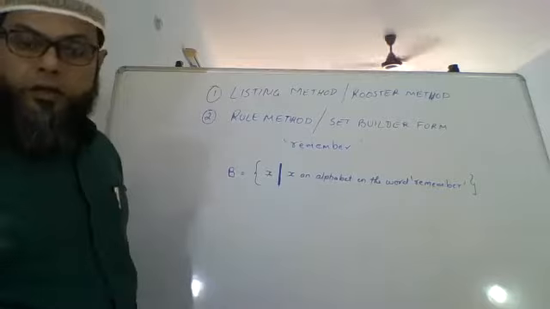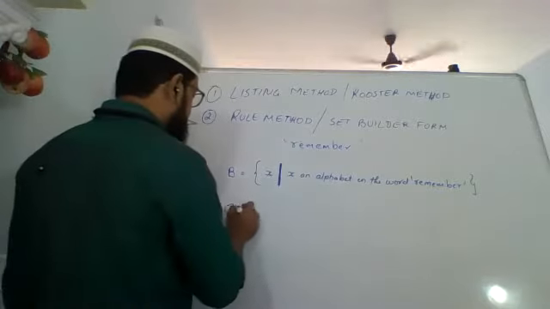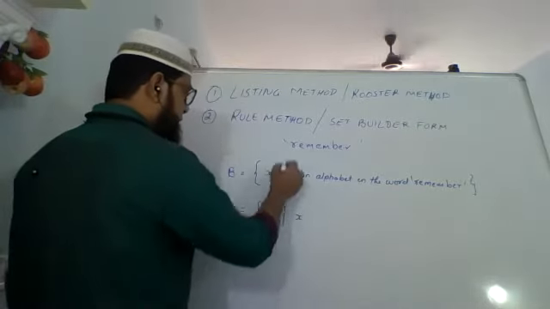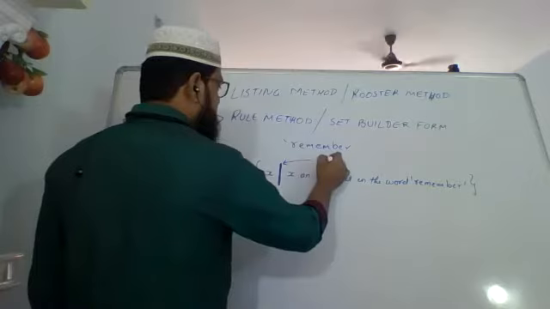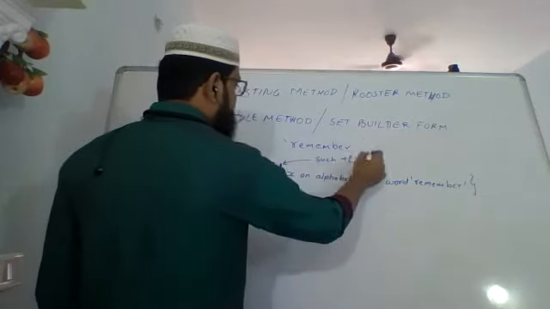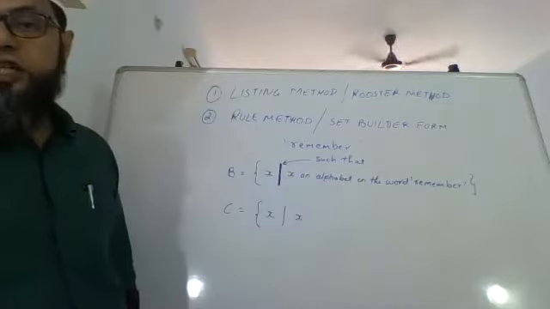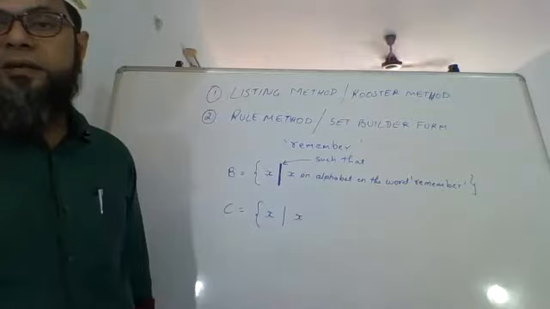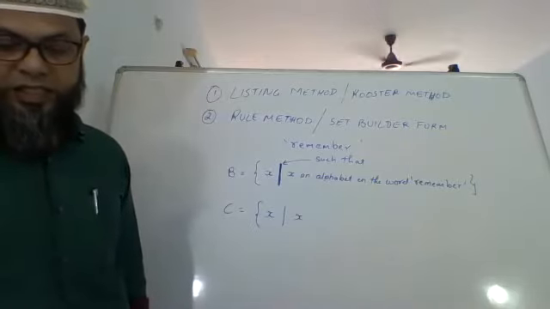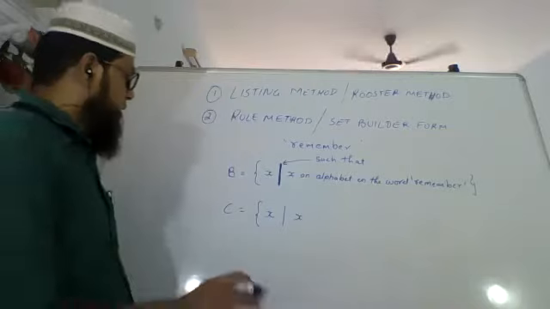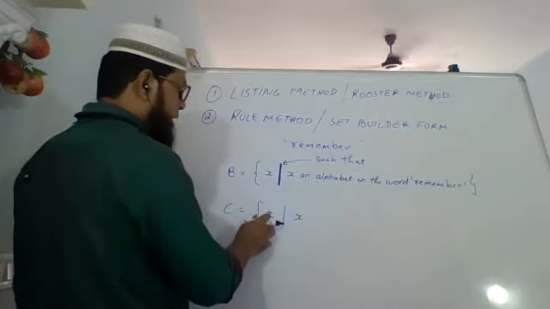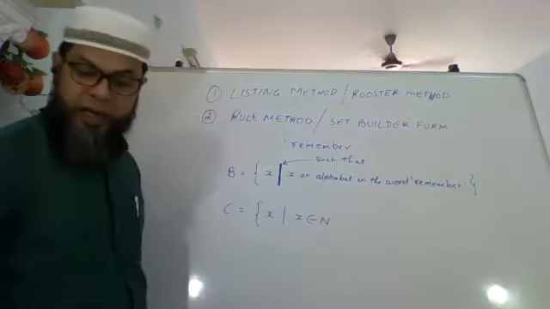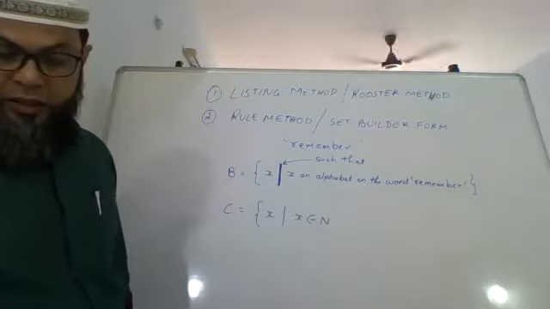Supposing there is actually another this thing that we'll say, let's say C equals to X such that this straight line is read as such that. Okay, straight line is read as such that. So X is a set, C is a set of all X such that X belongs to natural numbers.